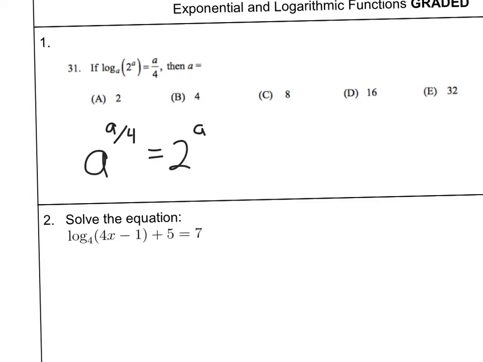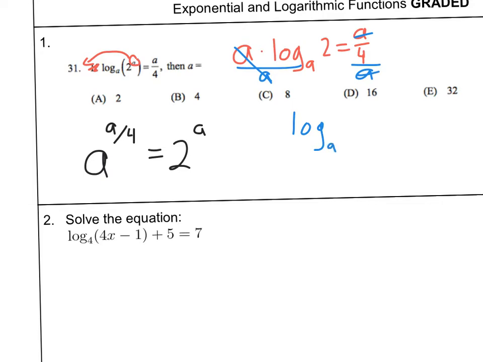Since that didn't seem like a good beginning, maybe I'll try some log properties. I know I can bring this guy down front. I brought it in front of the log, and that becomes a times log base a of 2 is equal to a over 4. And when I do that, we end up getting somewhere. I could divide both sides by a. And in doing that, we should get log base a of 2 is equal to 1/4.